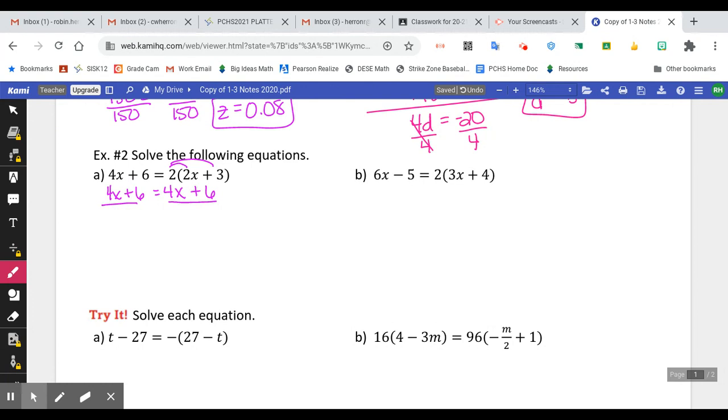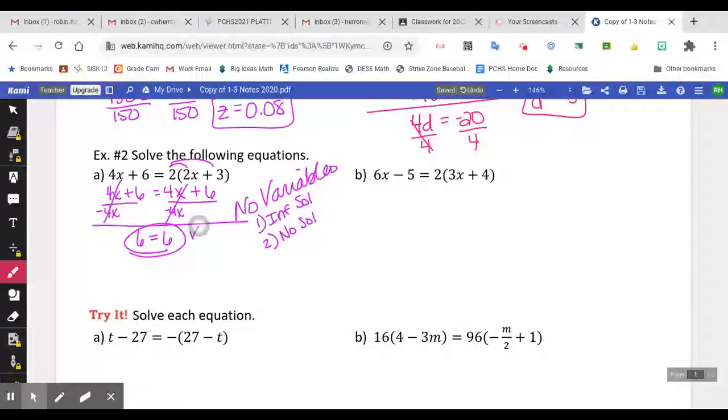What's going to happen here is if I subtract 4x from both sides, they both cancel out, and I am left with 6 equals 6. When there are no variables, then you have two options. One is infinite solutions, and two is no solution. So you're looking to say if they're true or not. If it's true, then these have infinite solutions. That means you can plug any number you want in here for x on both sides, and it's always going to equal the same.